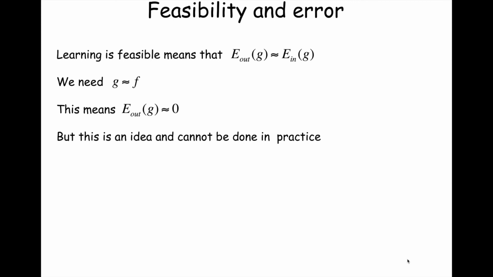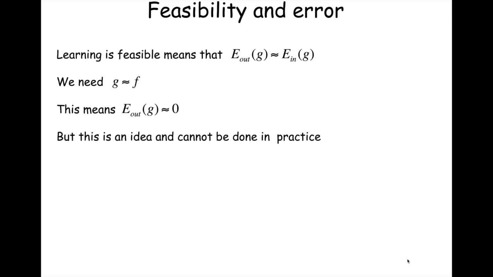What this really means is that we want the out-of-sample error for our final best hypothesis g to be 0. That's the ideal. But you don't know what the out-of-sample error is, because you don't know that probability distribution P of x. If you knew it, great, just model it and use it. But that's not the case in reality.